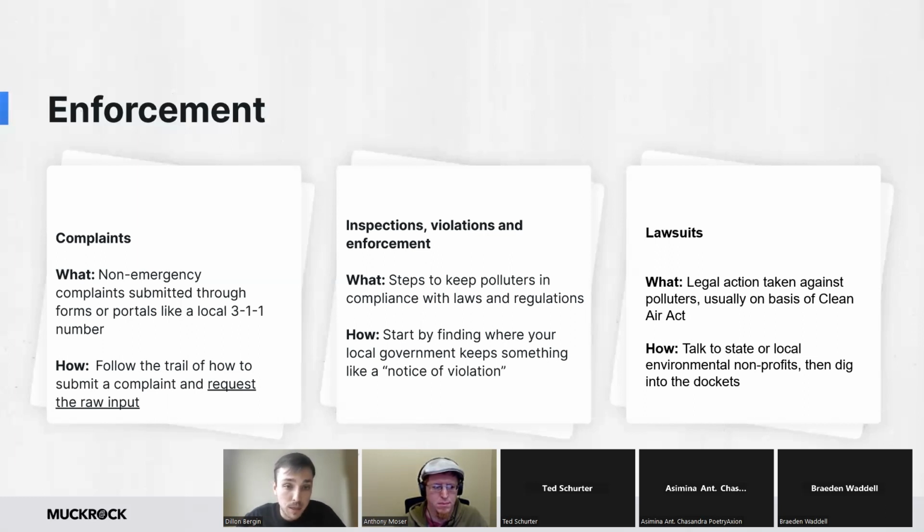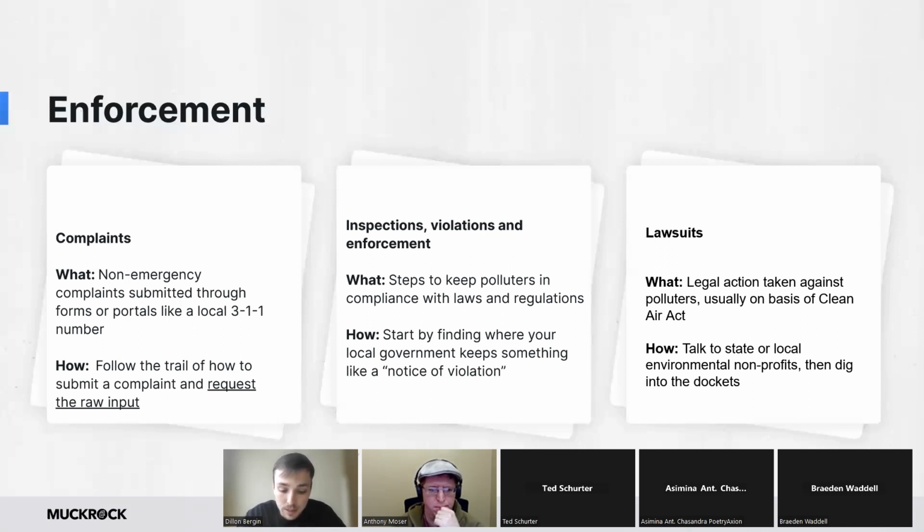Then there is the big and more complicated category of inspections, violations, and enforcement. Again, I think Anthony knows a lot more about this than I do, but basically these are the steps that regions and states take to keep facilities in compliance with the laws that I've been talking about for the last 20 or so minutes.